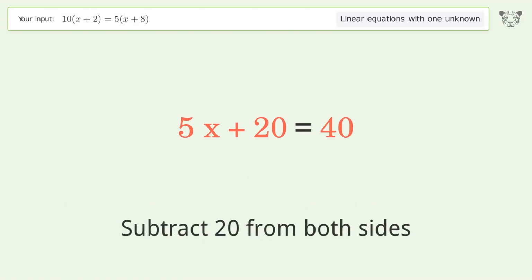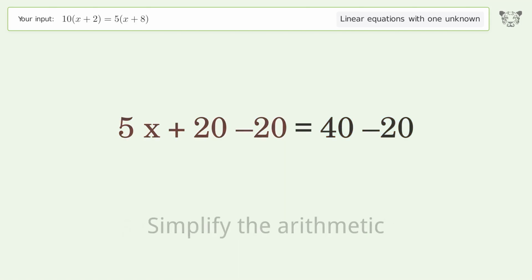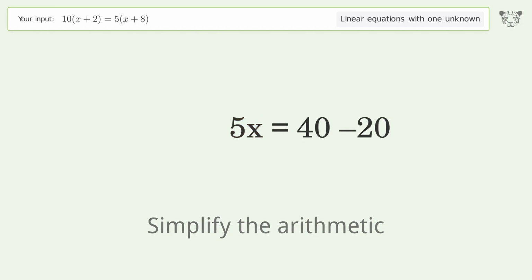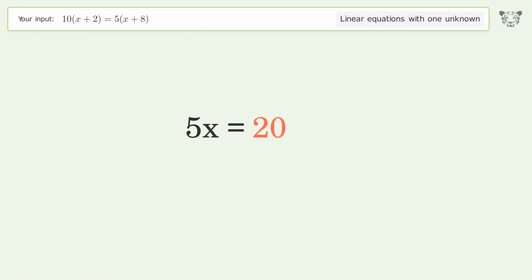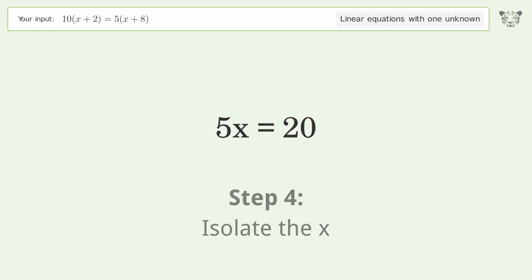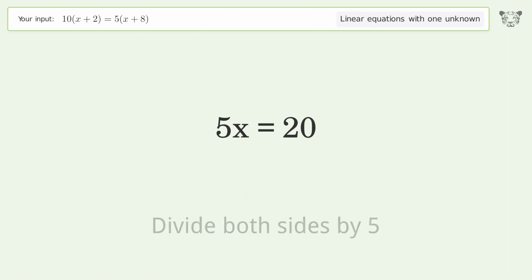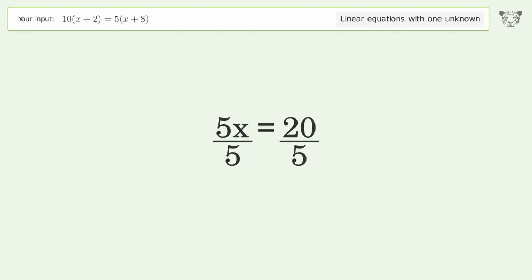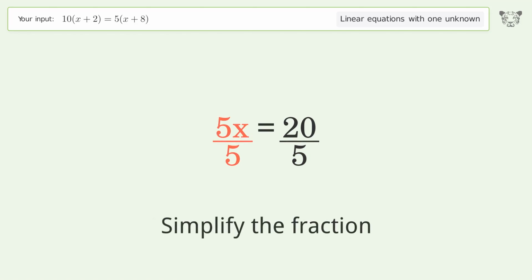Subtract 20 from both sides. Simplify the arithmetic. Isolate the x. Divide both sides by 5. Simplify the fraction.